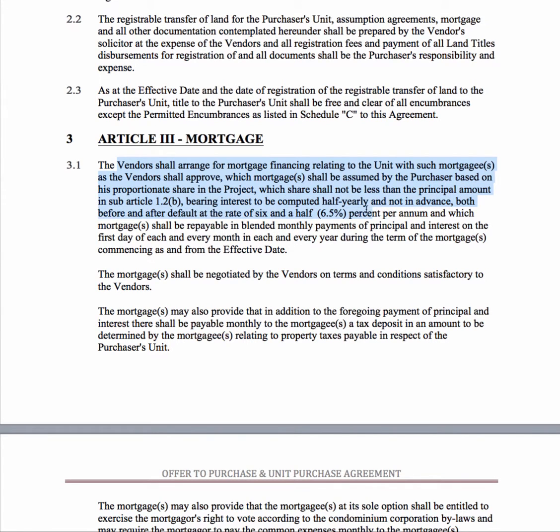The interest will be 6.5% per annum, repayable in monthly blended payments of interest and principal on the first day of each month. Don't forget, we will be making the payment on your behalf. You do not have to make mortgage payments. You will receive a statement from us confirming that, and you could always check with the bank. You'll have the banking information, so you could always call the bank just to confirm these payments have been made.